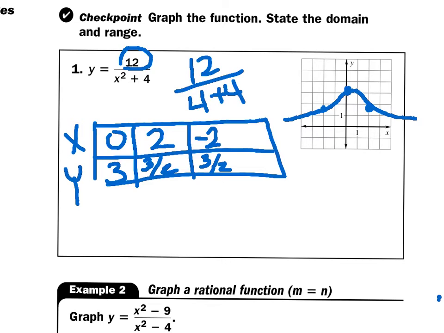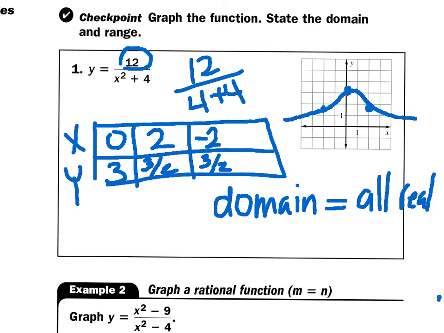Alright, so we have no vertical asymptotes. The line y equals 0 is our horizontal asymptote. And what's our domain and range? Domain, again, I can put in any x I want, so domain is all reals. And in the range, what's the highest it can be? Highest it can be is 3 from this point, and then it can get really close to 0, but it can't touch it.